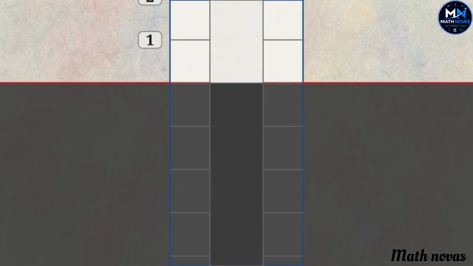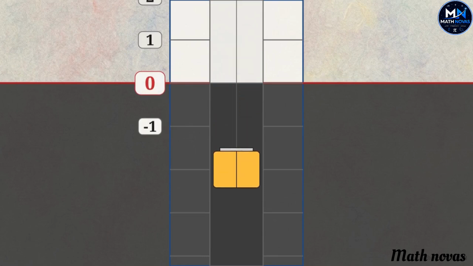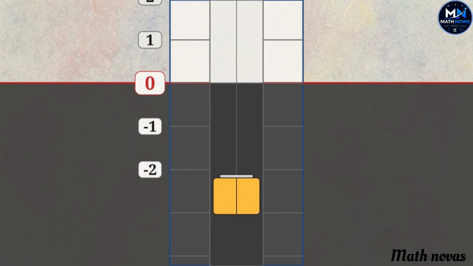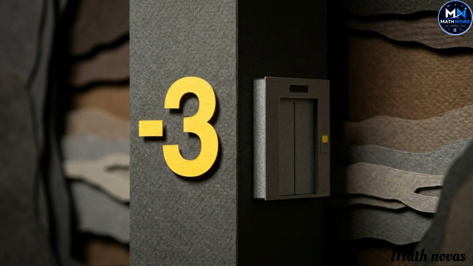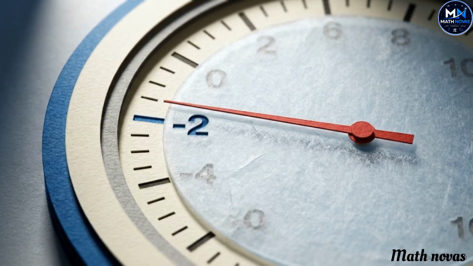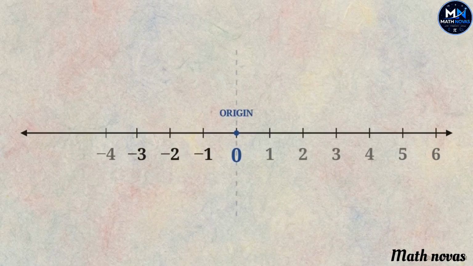Imagine an elevator sitting at the ground floor, which we will mark as our 0 baseline. Here is a challenge for you. If the elevator moves down 3 floors below ground level, what integer represents its final position? Pause the video now to find the answer. The elevator is at -3. Whether we are measuring debt, physical depth, or any deficit beneath a baseline, negative numbers provide the necessary map to track those values.